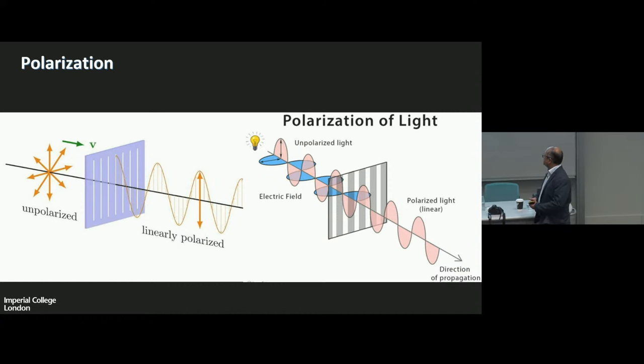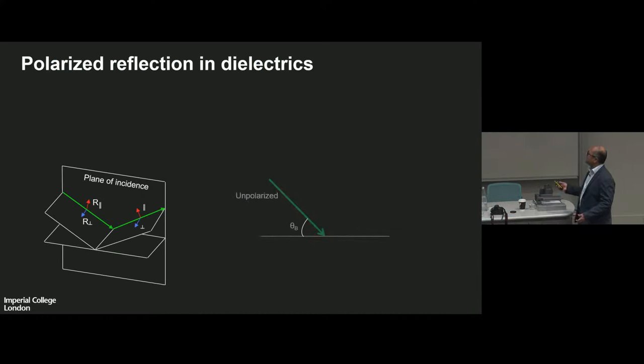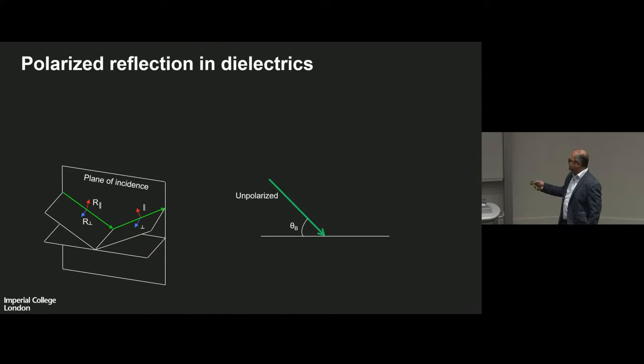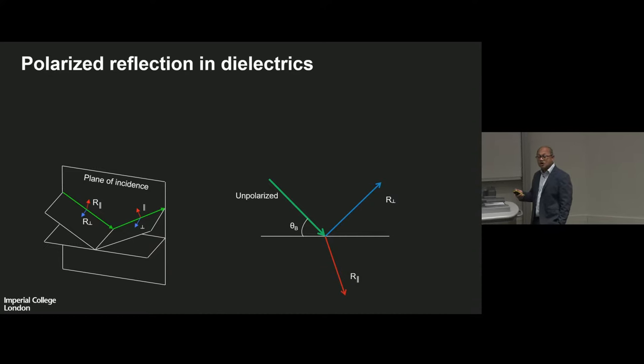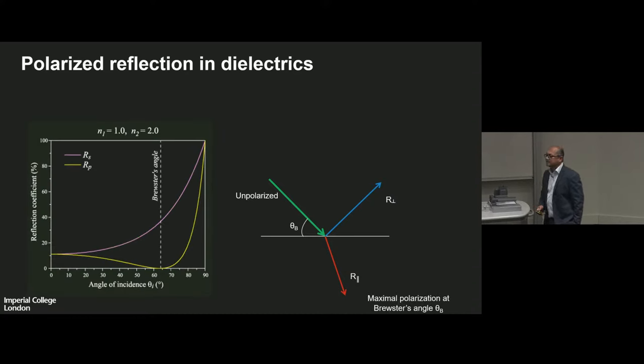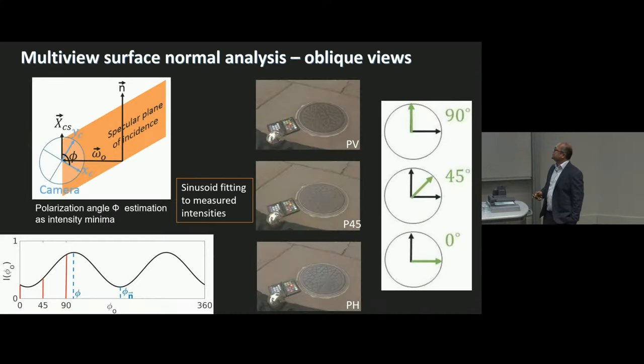Normally this happens when light goes through a polarizer, but it can also happen when light reflects off a surface. Specifically at the Brewster angle, even though the incoming light is unpolarized, after reflectance only one of those components reflects. The other one transmits inside the material if it's a dielectric. By that, I mean it's a non-metal, a regular material that's not metallic. When this happens, the reflected light is strongly polarized, and we can exploit that property to do surface reflectometry.